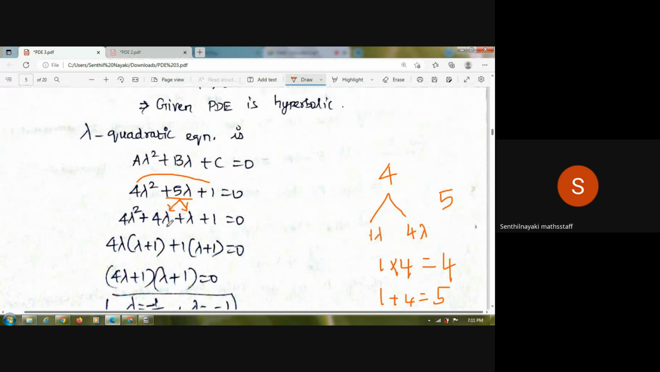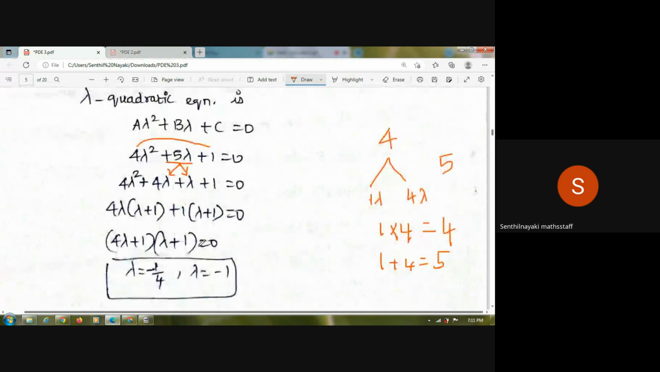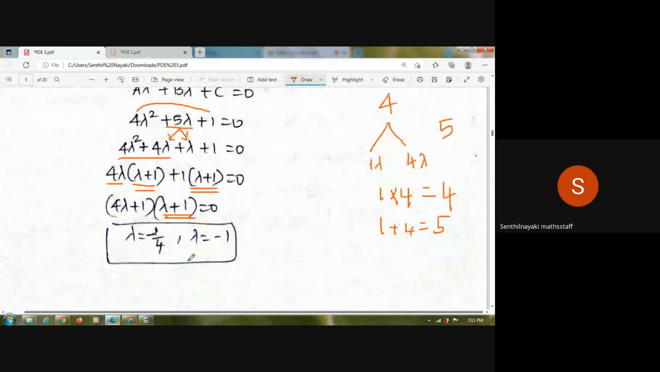So 4 lambda square plus 4 lambda plus 1. From the first two terms we can take 4 lambda as a common term. So the remaining we get lambda plus 1. In this term if we take 1, then lambda plus 1. In these two terms we get lambda plus 1 as a common term. So the remaining term becomes 4 lambda plus 1. Therefore the roots are minus 1 by 4 and minus 1. So we get two real roots.